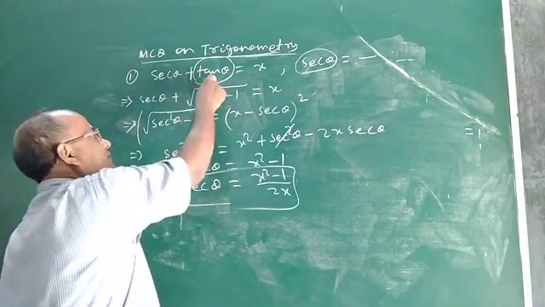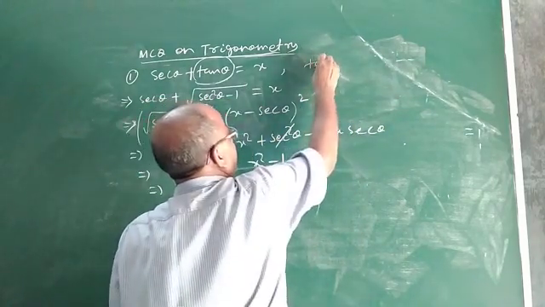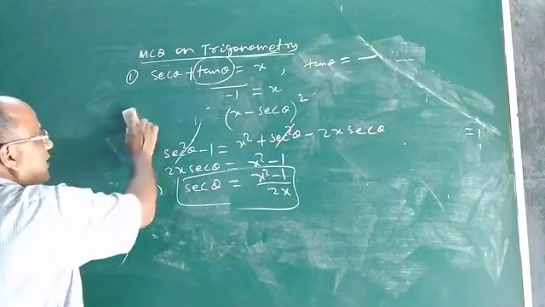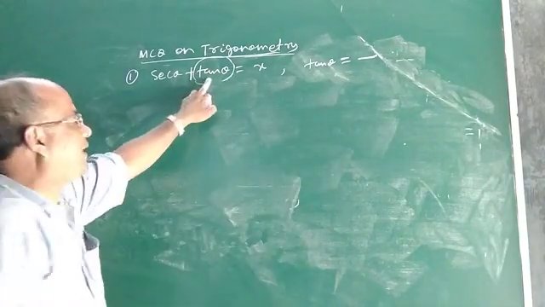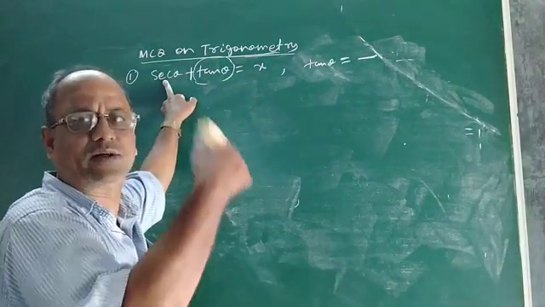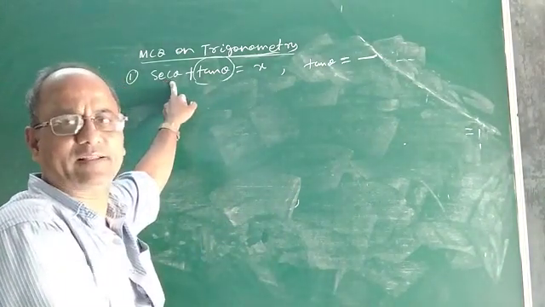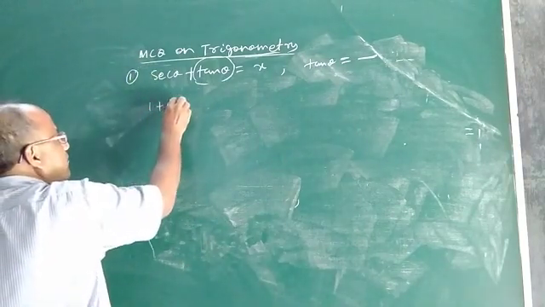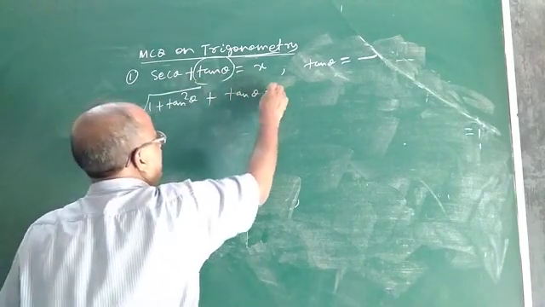Suppose you are given sec theta plus tan theta is x and you are asked to find tan theta here. Suppose we want to find the value of tan theta, not sec theta. Let us see how to find. To find tan theta, let us express sec theta in terms of tan theta. You know, sec square theta minus tan square theta is 1. So definitely sec square theta will be equal to 1 plus tan square theta, and sec theta will be the square root. So instead of sec theta, we will write the square root of 1 plus tan square theta, plus tan theta equal to x.